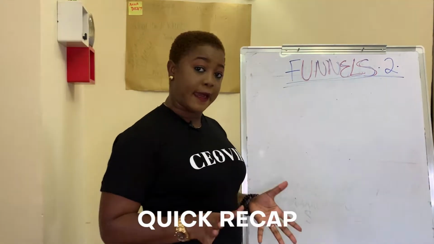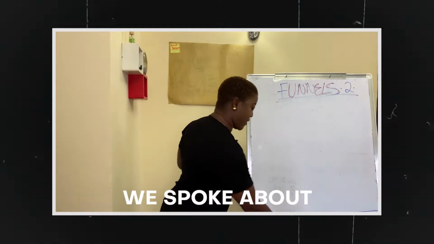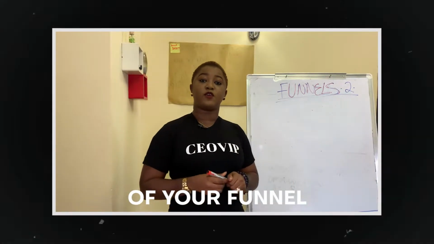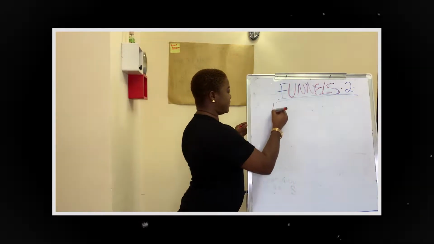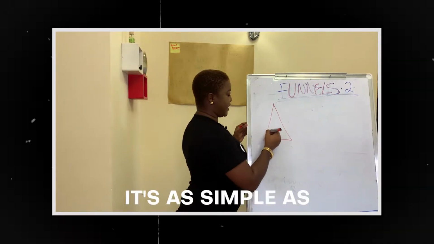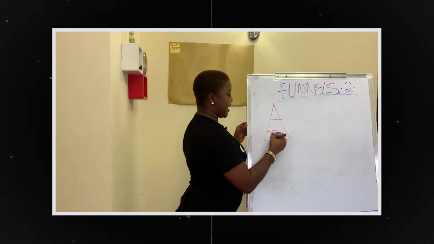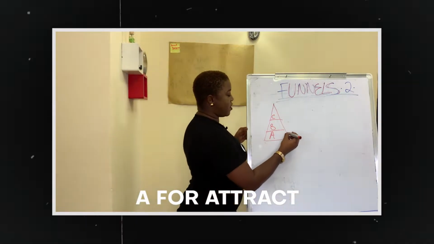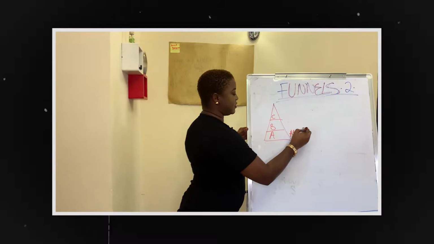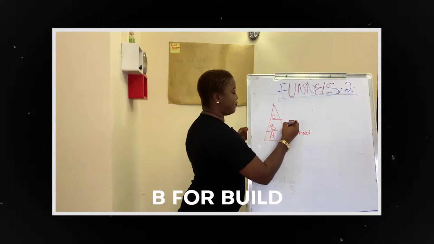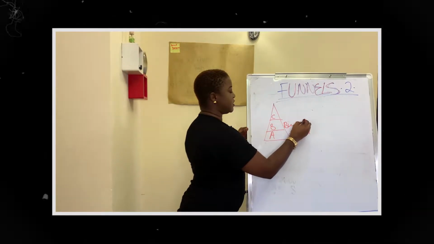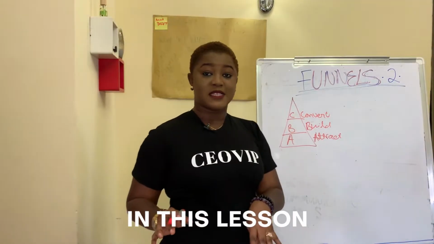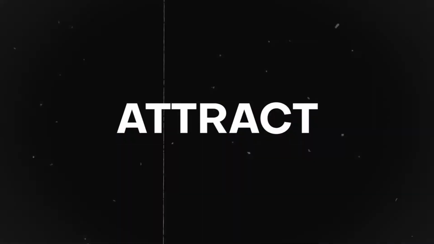Quick recap. Last class, we spoke about the boss money magnet, which is the structure of your funnel, right? It's as simple as A, B, C. A for attract, B for build, and C for convert. In this lesson, part 2, we're talking about attract.